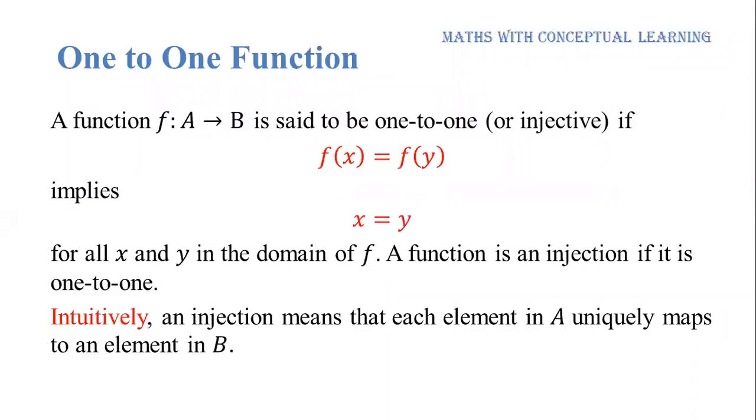In this video, we will learn about one-to-one functions. A function f: A to B is said to be one-to-one or injective if f(x) equals f(y) implies x equals y for all x and y in the domain of f. A function is an injection if it is one-to-one. Intuitively, an injection means that each element in A uniquely maps to an element in B.